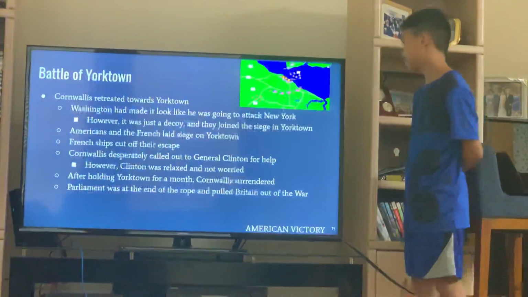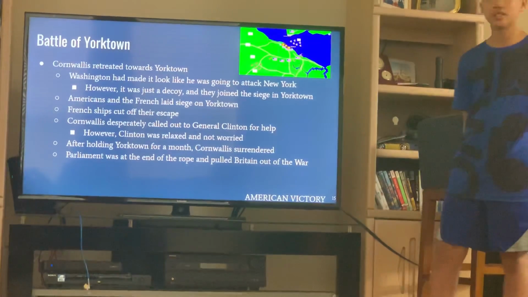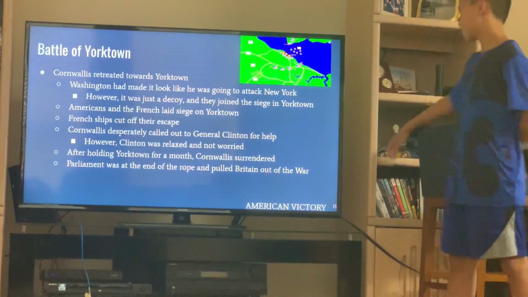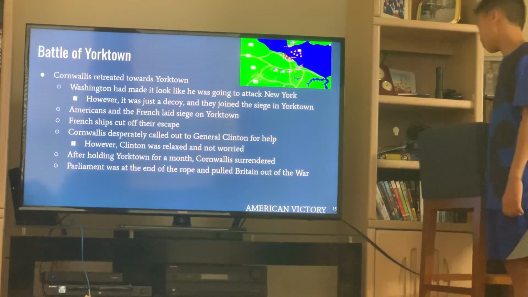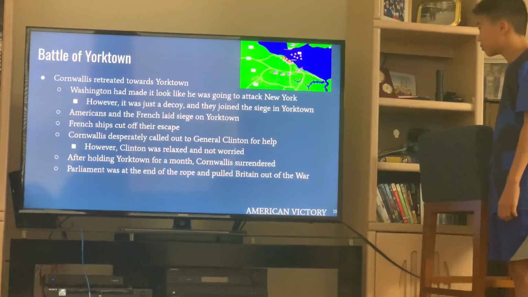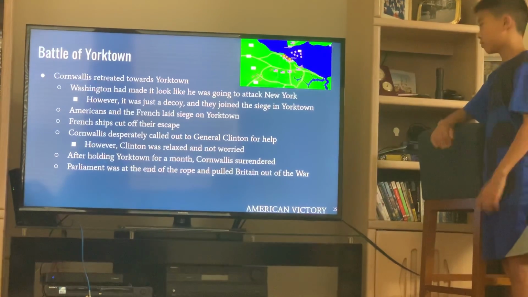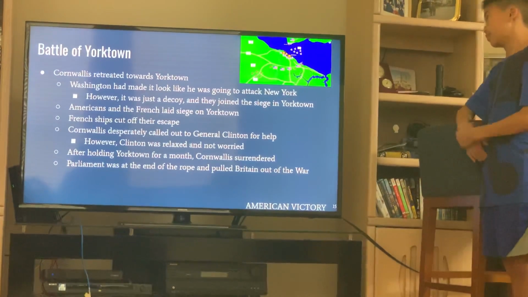Okay. And there was a final battle of the war, the Battle of Yorktown. Cornwallis, after suffering a major defeat, retreats toward Yorktown. Washington, up in New York, had made it look like he was going to attack New York and General Clinton. However, it was just a decoy, as many of his own generals thought he was going to attack New York, and they joined the siege in Yorktown.